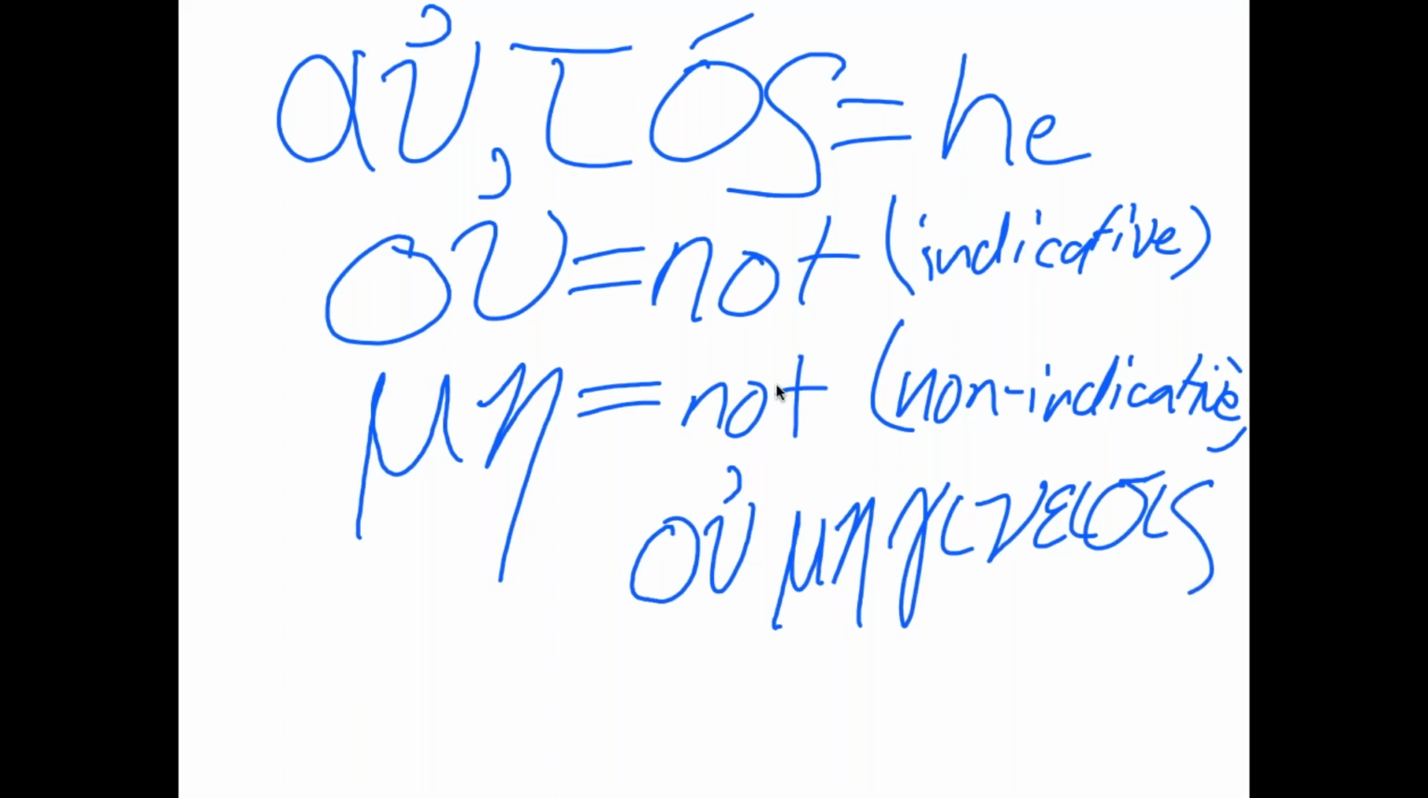You don't need to know this, but it's just kind of an interesting little thing. Eumegenesis is one of Paul's favorite phrases in Romans. That's generally translated as "may it never be." So, gnosko is the word for to become. So, extra negative. May it not ever become. It's the strictly literal translation of that.